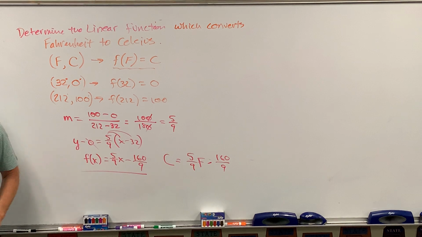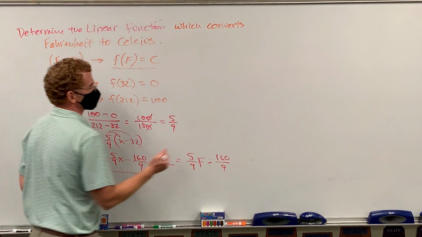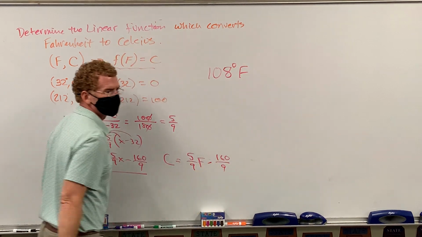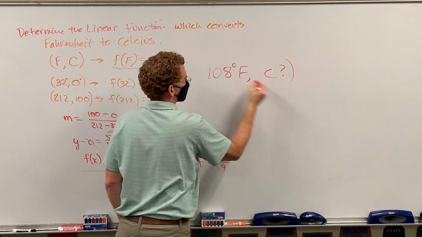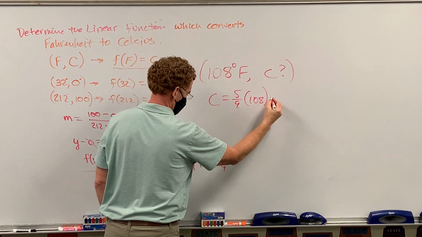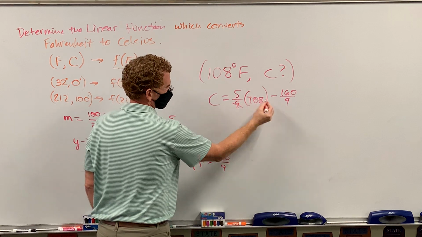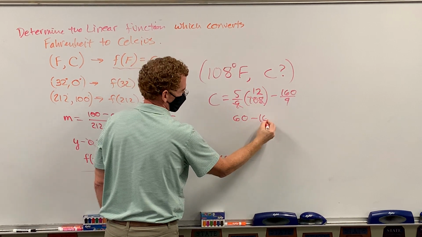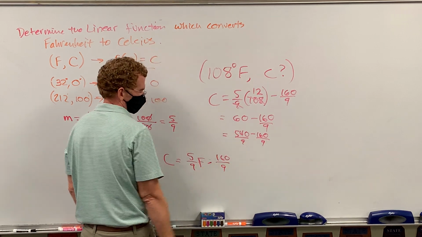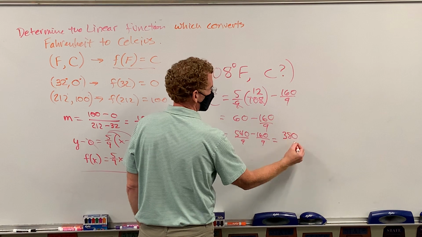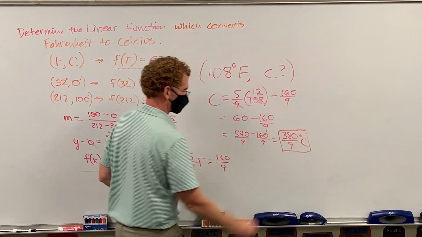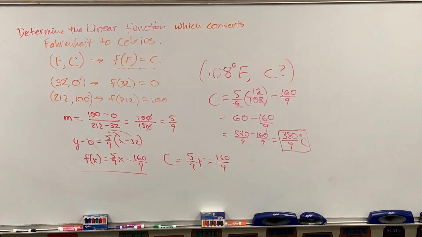So if I said, hey, what's the Celsius temperature if the Fahrenheit was 102 degrees today? Why don't we pick something nicer? If it's 108 degrees Fahrenheit today, and I said, what Celsius temperature goes with that? I could just take 108, plug it in there, and, well, it's not going to be pretty. So what, 540 minus 160 over 9? So what's that? 380 ninths, which I would take that degrees Celsius. I'll try and make the numbers a little nicer on a test.